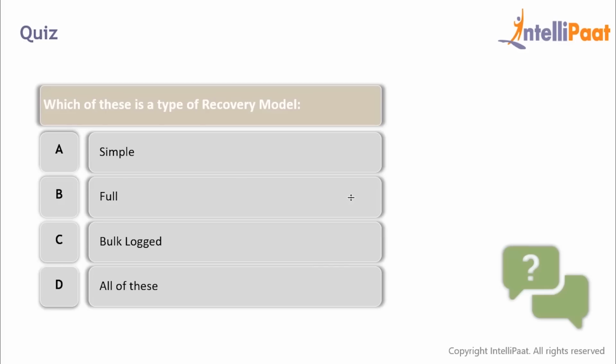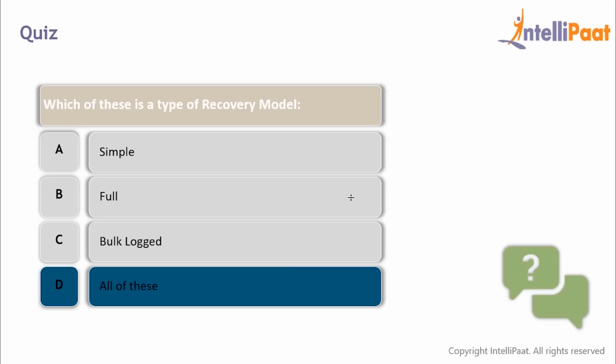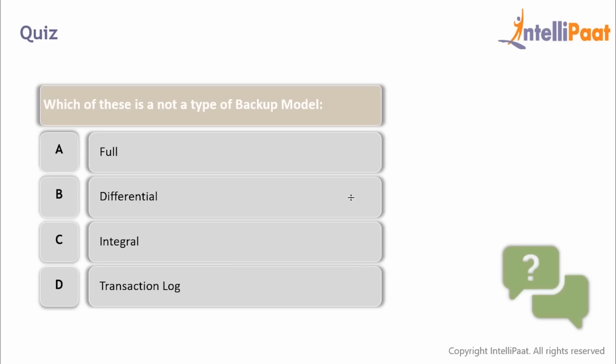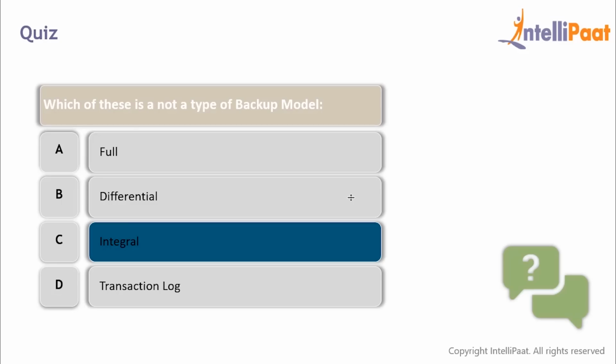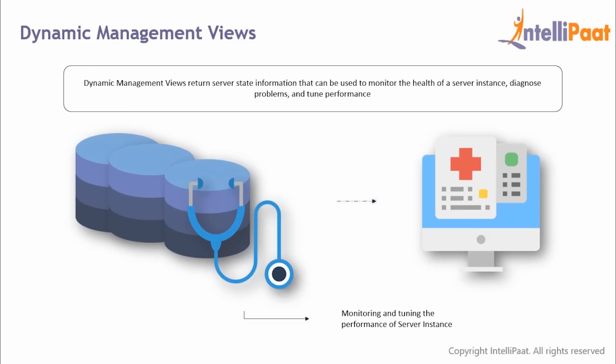So we have this pop quiz over here. So the first question is, which of these is a type of recovery model? So guys, what do you think? Well, all of these. So simple, full and bulk logged, all of these are types of recovery models. The next question, which of these is not a type of backup model? So we have full backup, differential backup and transaction log backup, but there is no backup by the name integral backup.